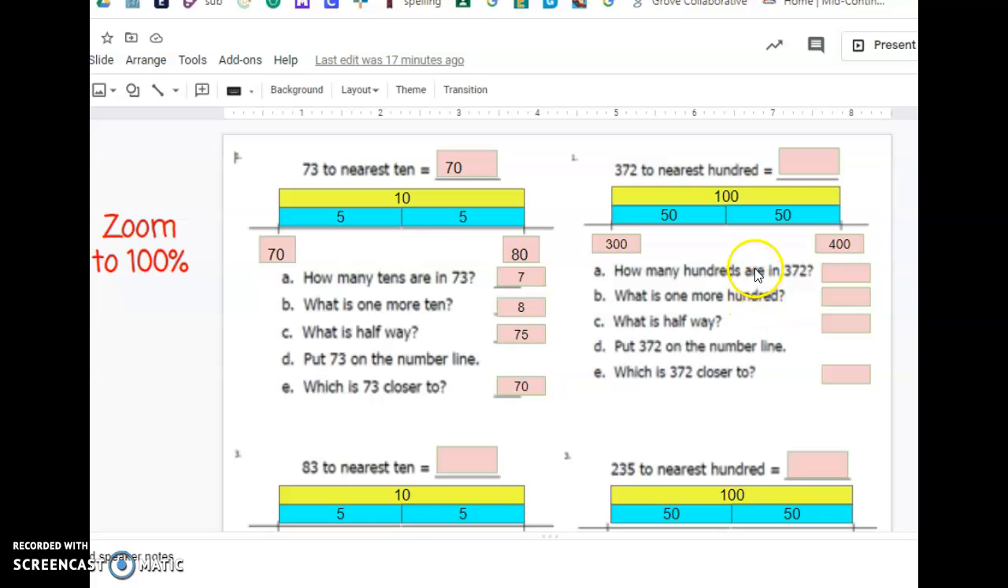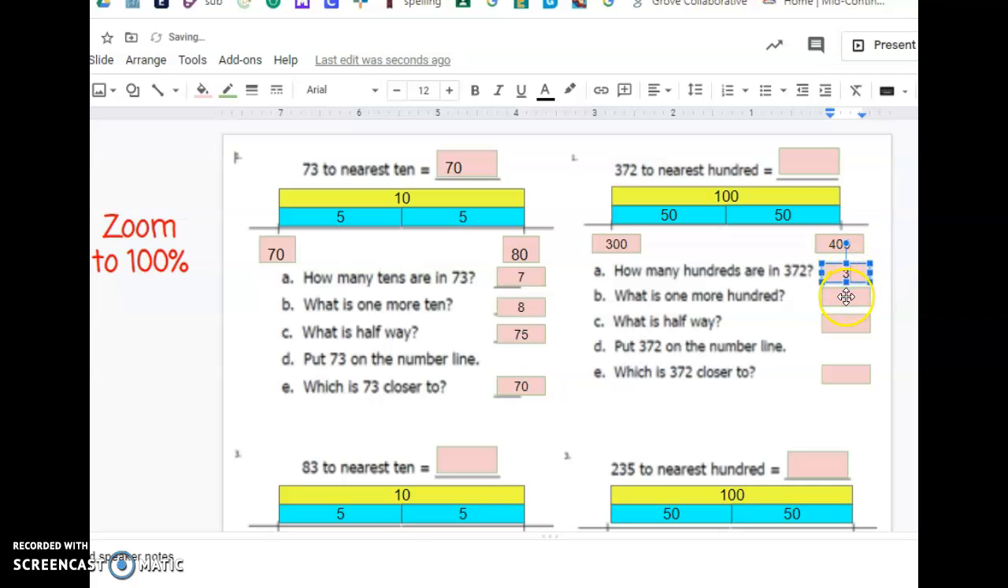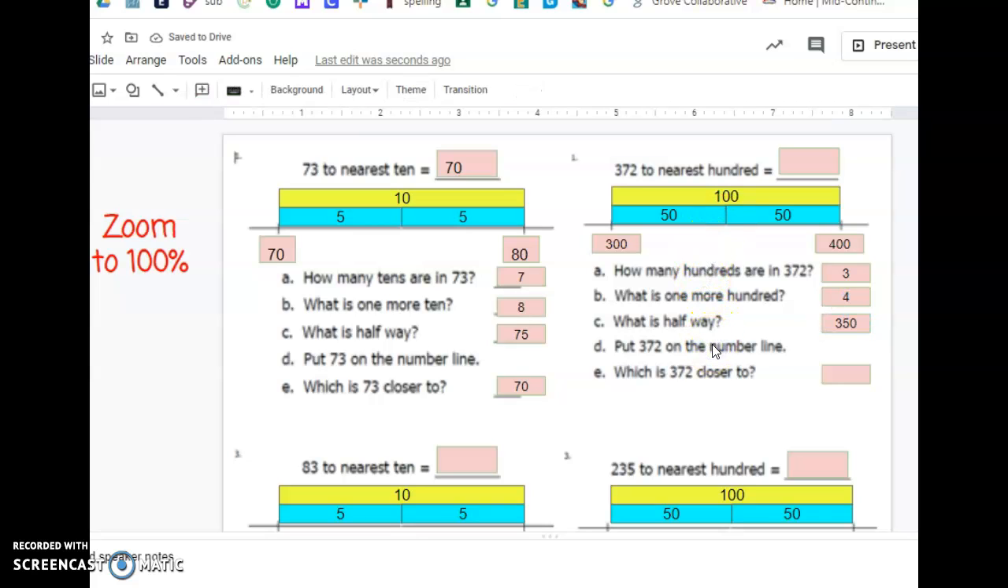Now let's look at this one rounding to the nearest hundred, and let's do this one together. Okay? It says how many hundreds are there in 372? And I'm going to write 3. And I wrote that up here as 300. And then what is one more 100, which is 4. And I wrote it as 400 on my number line. Now what is halfway? Well, I know the whole distance is 100, and half is 50. So 300 plus 50 will give me 350. And then I would put 372 on the number line.